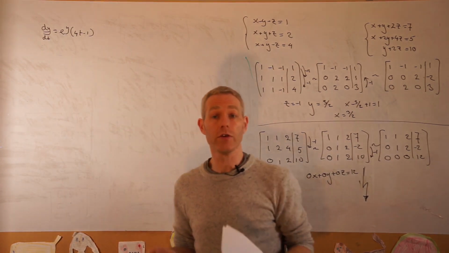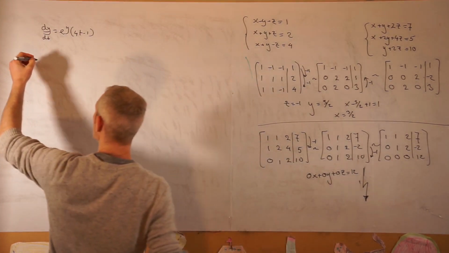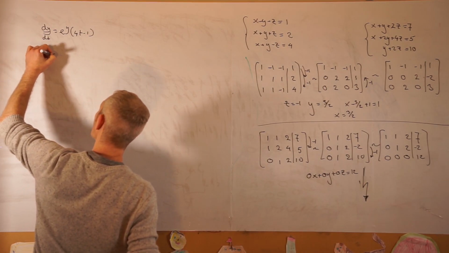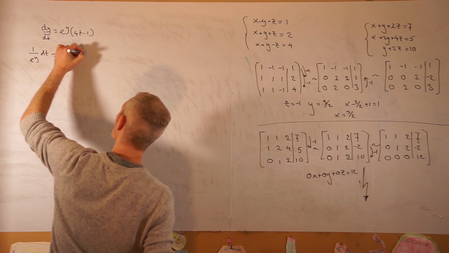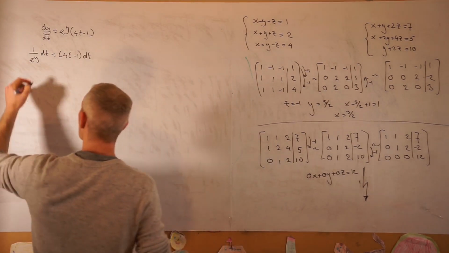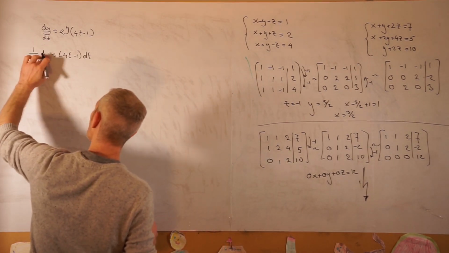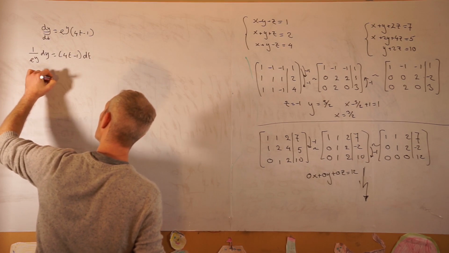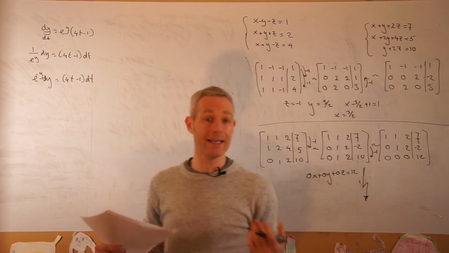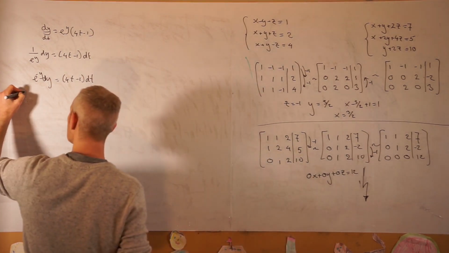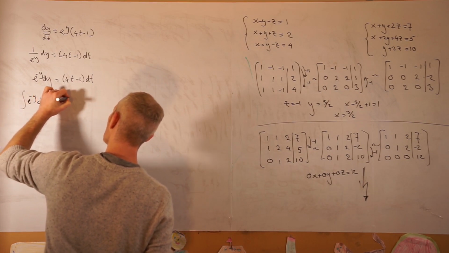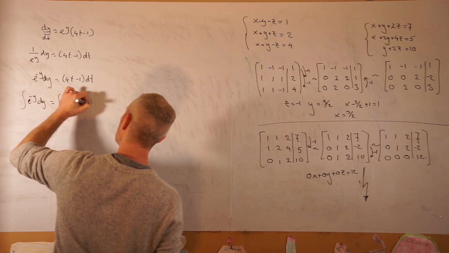Well, this one we have to solve using separation of variables. So everything with y to the left side and everything with t to the right side. And I'm going to rewrite 1 over e to the power of y as e to the power of minus y. dy is equal to (4t minus 1) dt. And now we can integrate both left and right. The integral of e to the power of minus y dy is equal to the integral of (4t minus 1) dt.